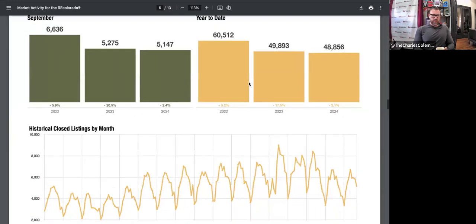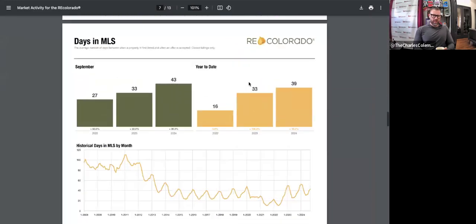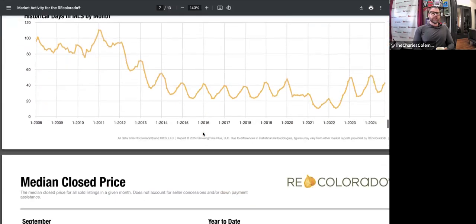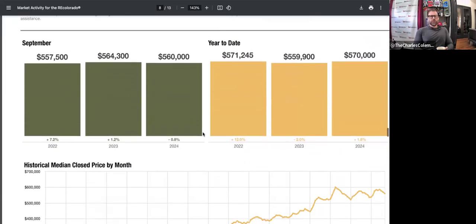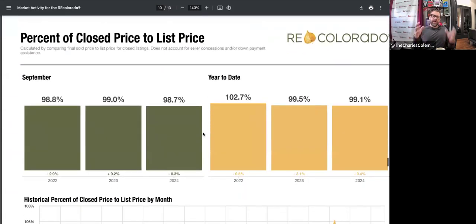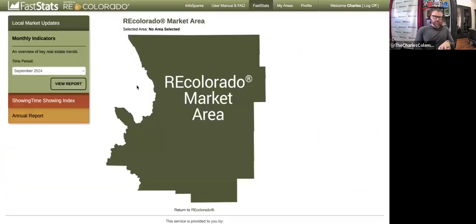These are conversations that we can go through, and we're pulling this data on MLS. Homes are sitting longer. This is the information that we should be taking to listing appointments and actually showing both buyers and sellers what is happening, both on a Colorado level, as well as in their specific areas that they're looking for or selling. So this was Fast Stats.